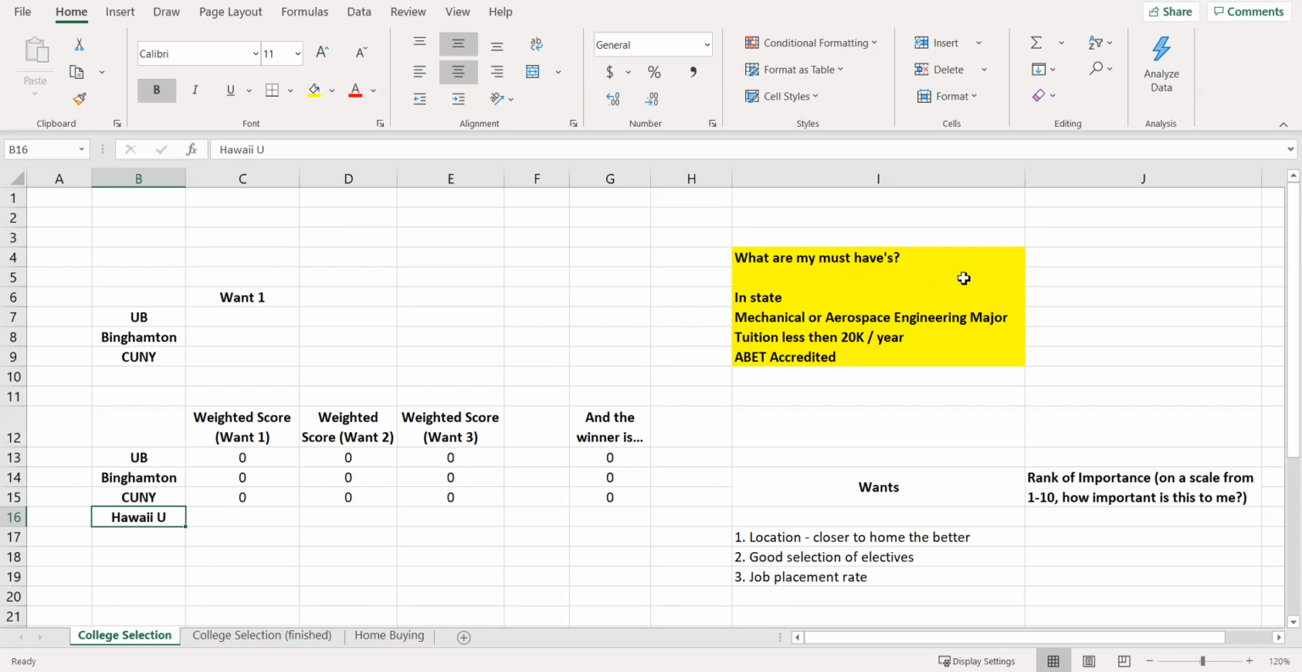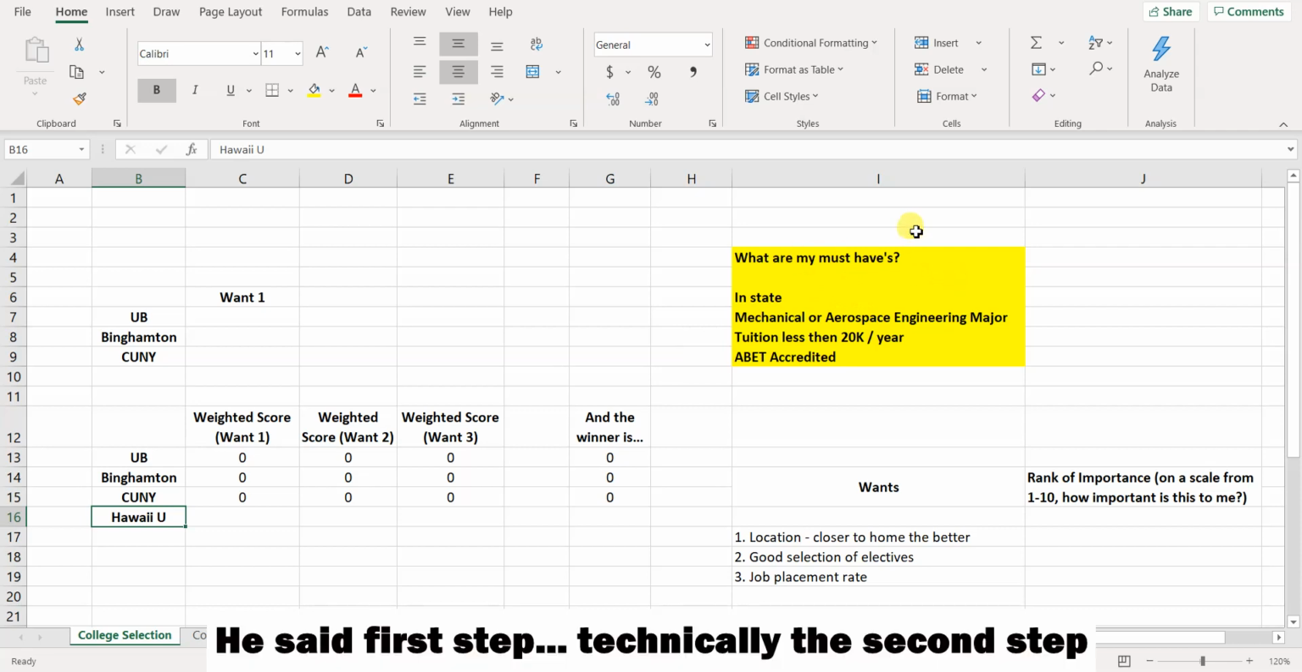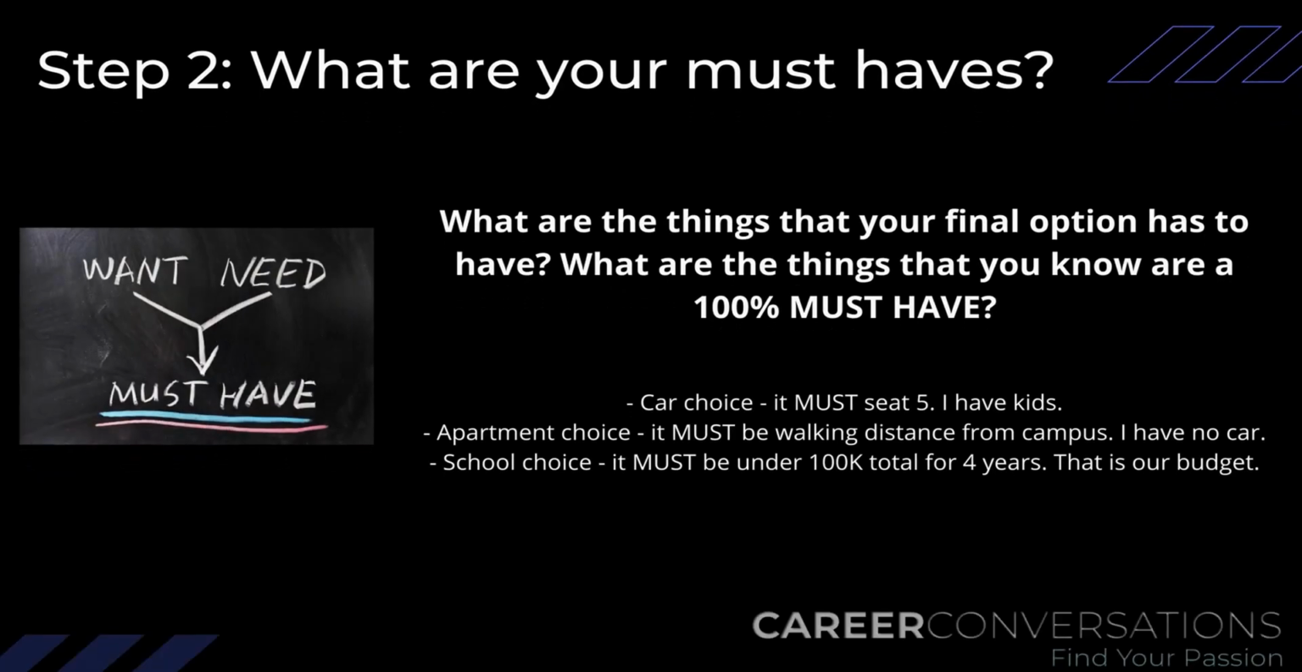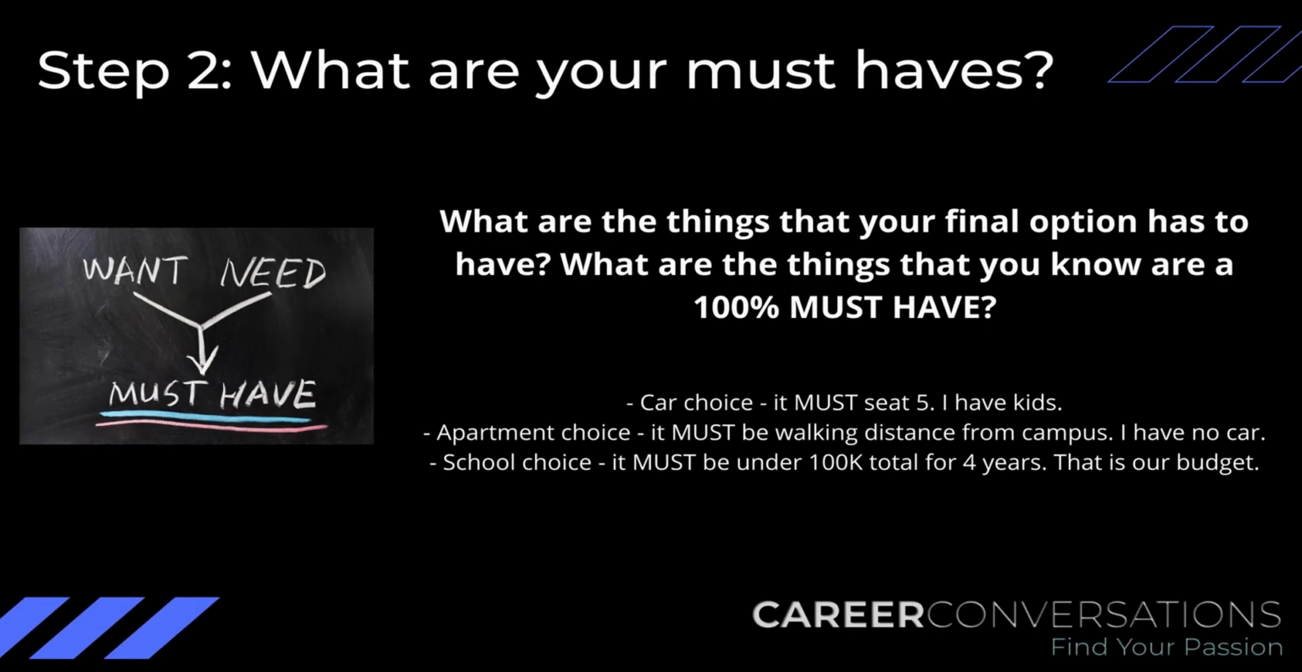And now the first step we're going to do is say, okay, what are my absolute must-haves, things that I absolutely need with whatever choice I end up going with.